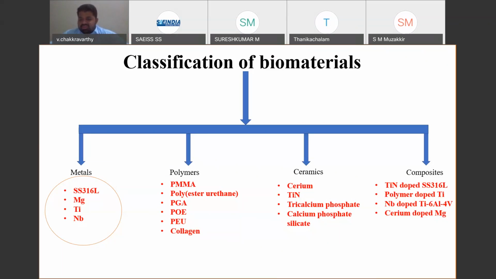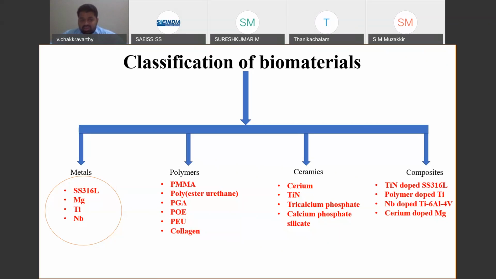There are many biomaterials out there, but before choosing any biomaterial, we should have certain criteria in our mind that it should satisfy, for fulfilling the biomedical implant production. Based on those criteria only we'll be choosing this kind of biomaterials.